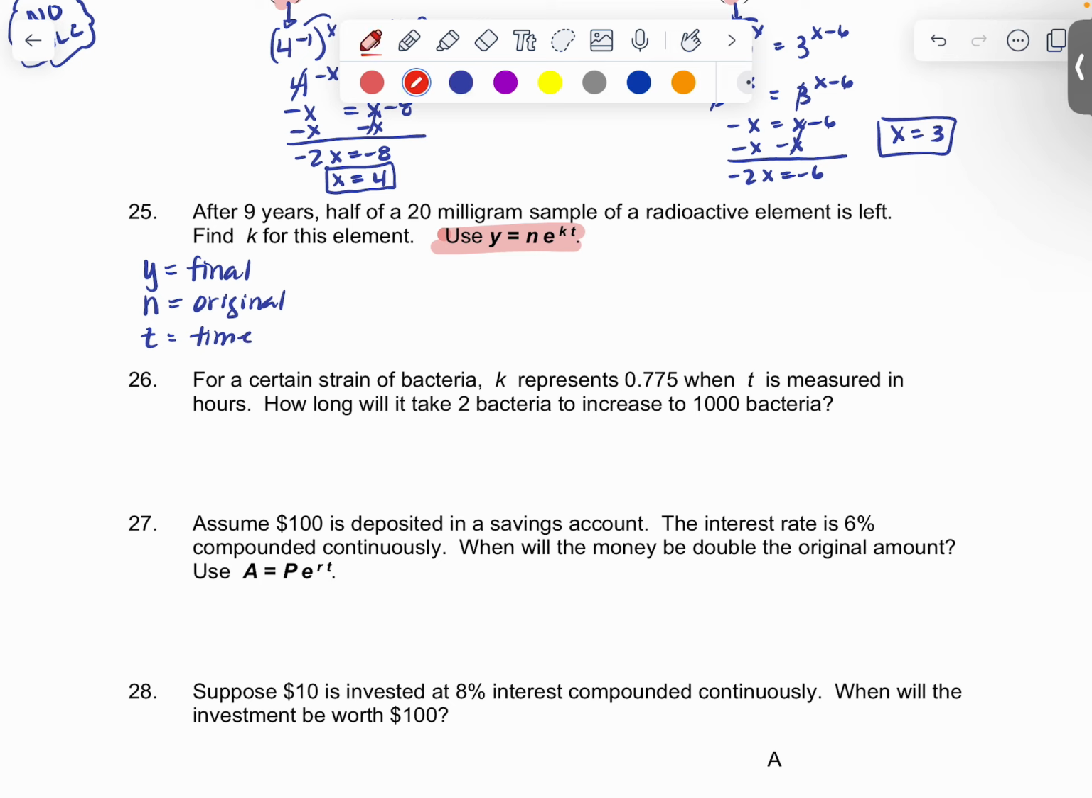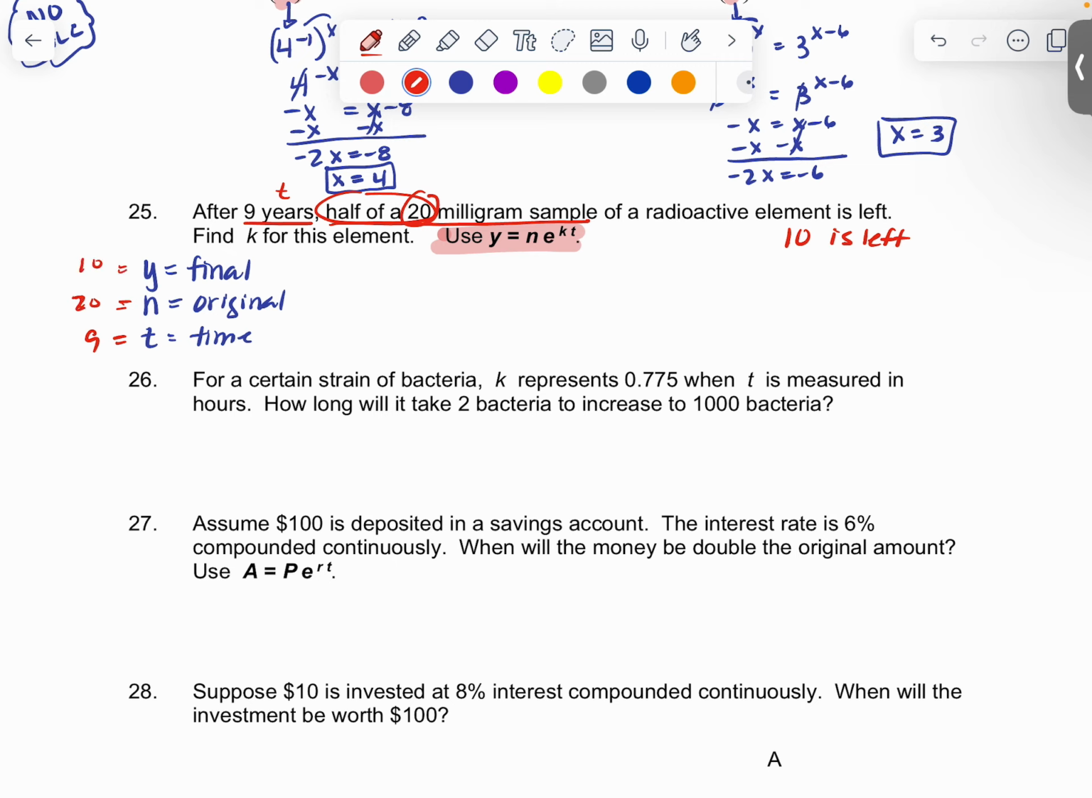It says after 9 years. So 9 years is definitely your time, so the time equals 9. Half of a 20 milligram sample of a radioactive element is left. So what's half of 20? Half of 20 is 10. That means 10 is left, so that means you started with 20. So the original was 20 and the final was 10.